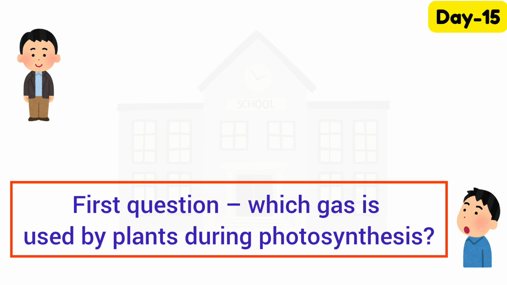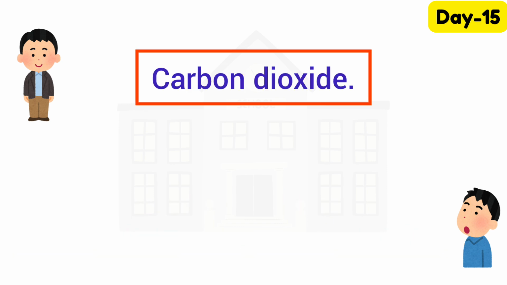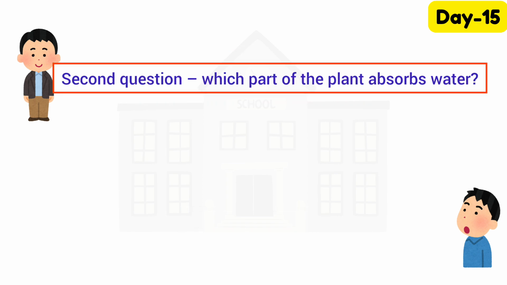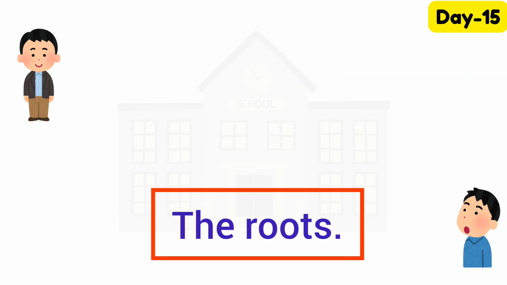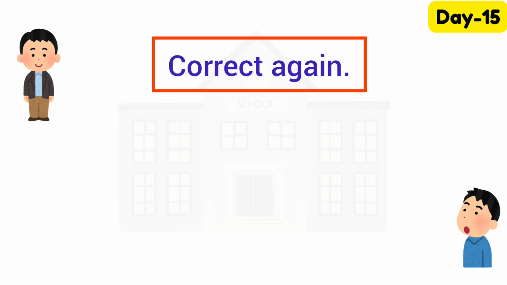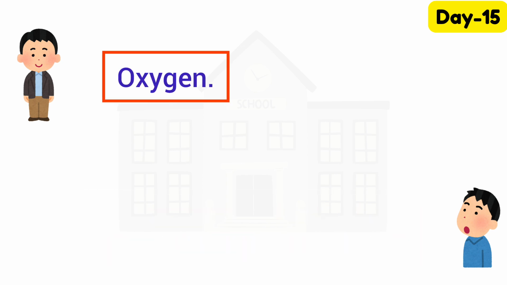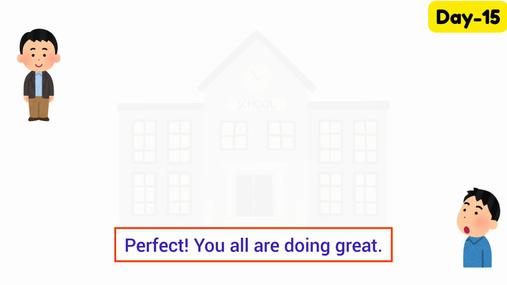First question. Which gas is used by plants during photosynthesis? Carbon dioxide. Very good. Second question. Which part of the plant absorbs water? The roots. Correct again. Third question. What do plants release during photosynthesis? Oxygen. Perfect. You all are doing great.